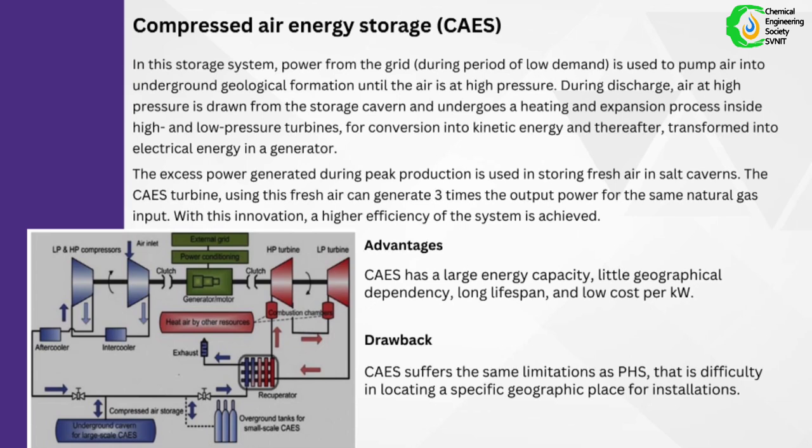Compressed air energy storage system. In this system, power from the grid is used to pump air into an underground geological formation until the air is at high pressure, and when the demand is high, this stored air undergoes a heating and expansion process inside high and low pressure turbines and is converted into electrical energy. Advantages include large energy capacity, little geographical dependency, long lifespan, and low cost per kilowatt power consumed. Its drawback is the difficulty in locating a specific geographical place for installation.